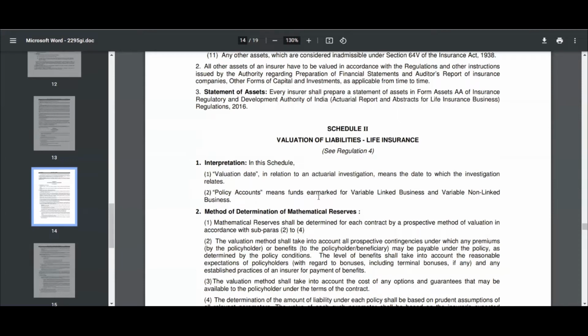And policy account, we will see this in the linked product section, but policy account represents a segregated fund, or for not segregated fund, it should be called earmarked funds, for the variable linked business and variable non-linked business, right? Variable linked business and variable non-linked business. Now moving on to the valuation of liabilities.